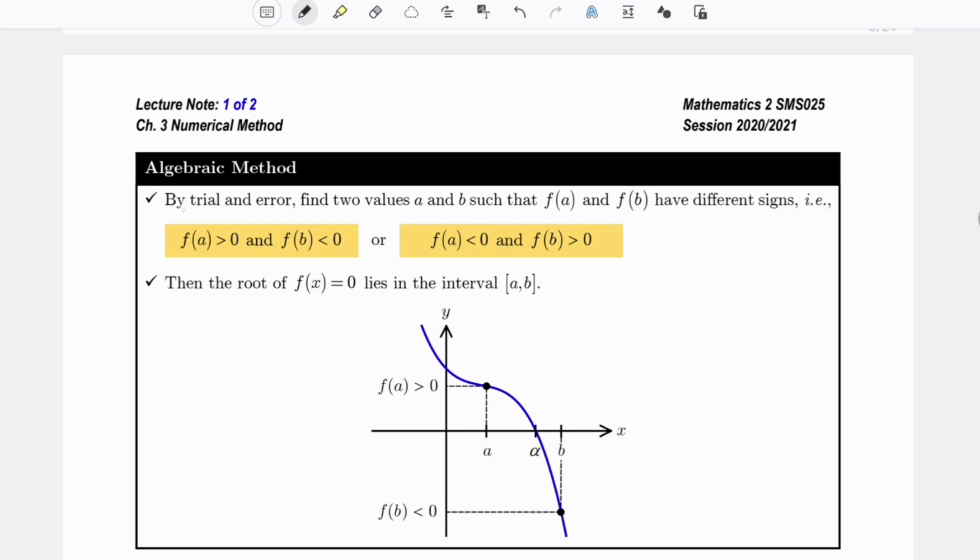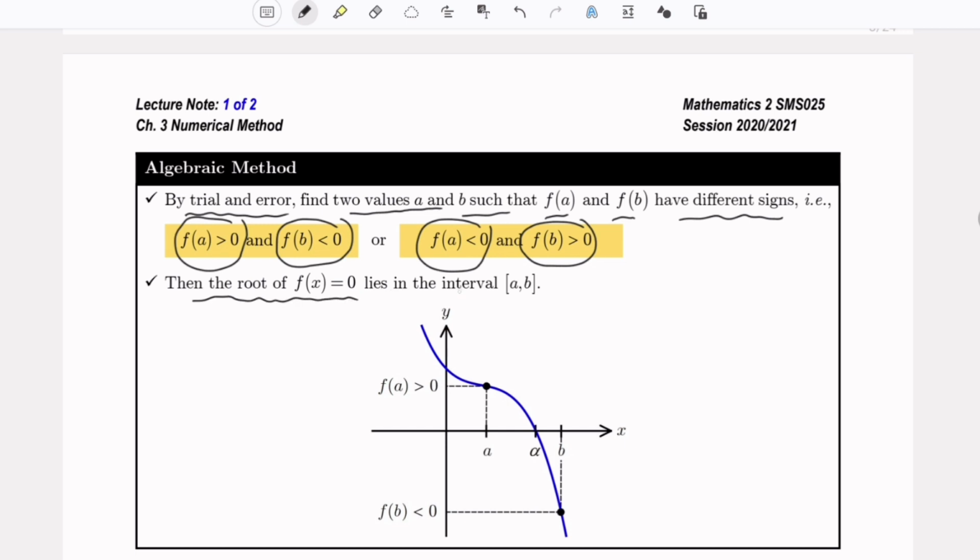Algebraic method. By trial and error, find two values a and b such that f(a) and f(b) have different signs. So if f(a) is greater than 0 and f(b) less than 0, or f(a) less than 0 and f(b) greater than 0, the conclusion is that the root of f(x) lies within the interval (a, b). You can look at this graph below here. Here f(x) is greater than 0 above the x-axis, and this is where f(x) is less than 0. So there lies a root.